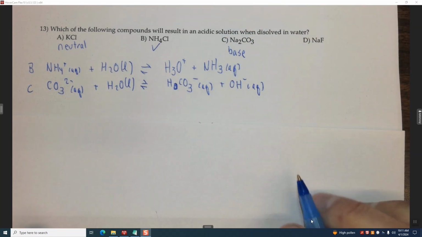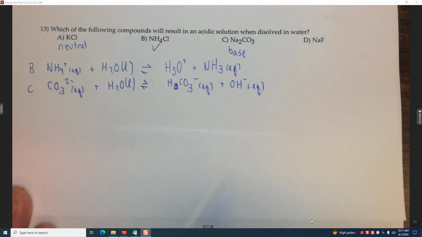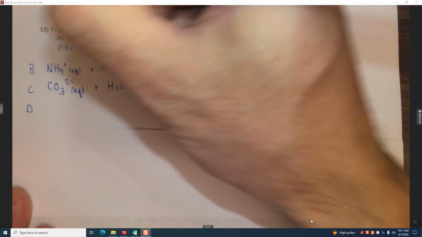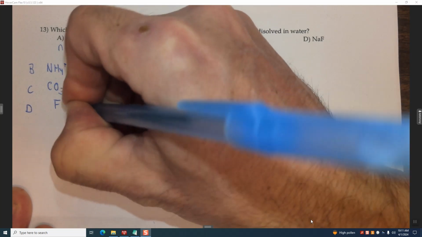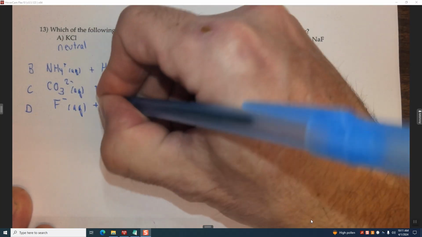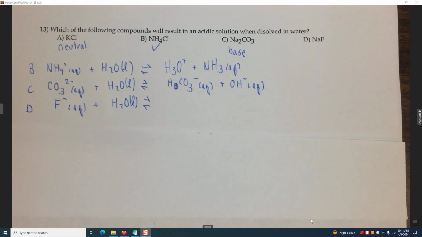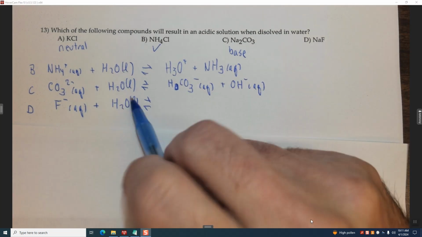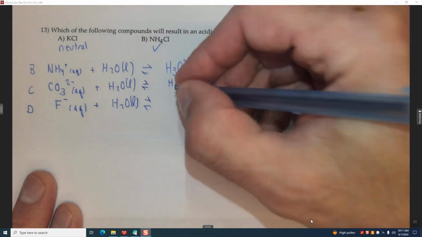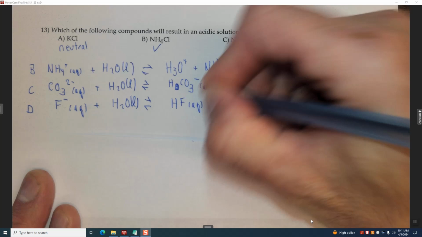Okay, let's look at the last one, NaF. Again, we have a spectator ion, the Na. So when we have NaF, what we effectively have in solution is F minus, with Na being a spectator ion. We add that to H2O. You'll remember that F minus is the conjugate base of the weak acid HF. This again does not have a proton to give, so it's going to accept the proton, and what you end up with is HF aqueous, which is a weak acid.